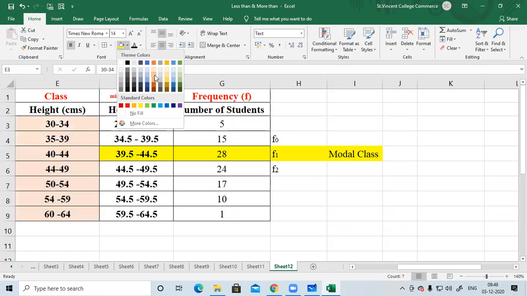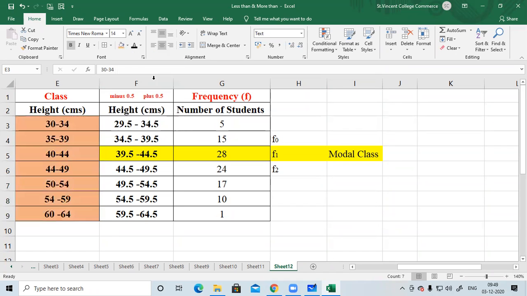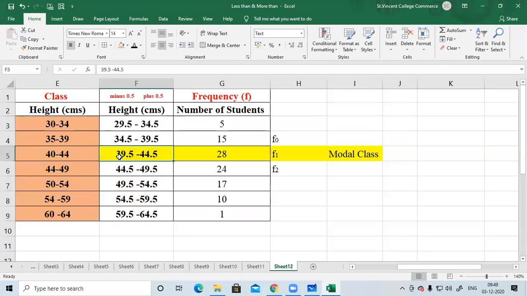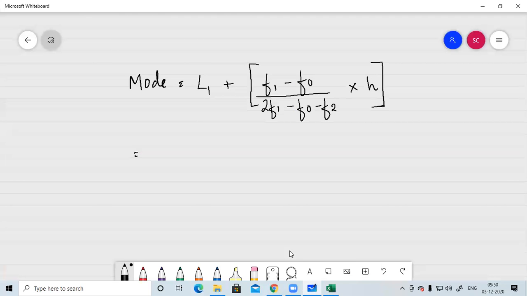When the class is discontinuous, you don't take this class. You have to only concentrate on a continuous class when you are doing mode. So your lower limit will be 39.5 and not 40. Is this understood? Yes, sir. So remember, for mode and median, you need a continuous classification. So 39.5. Please remember this part. I'm underlining it for you here.